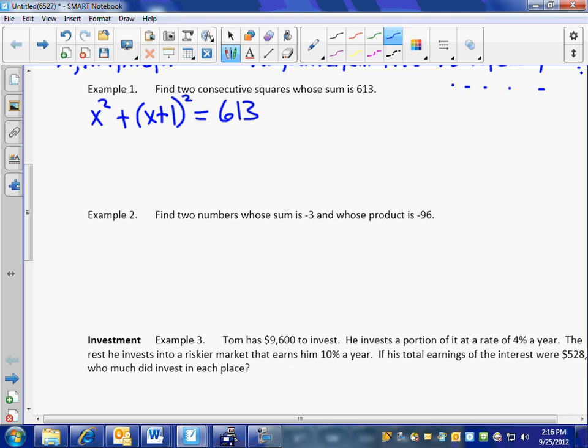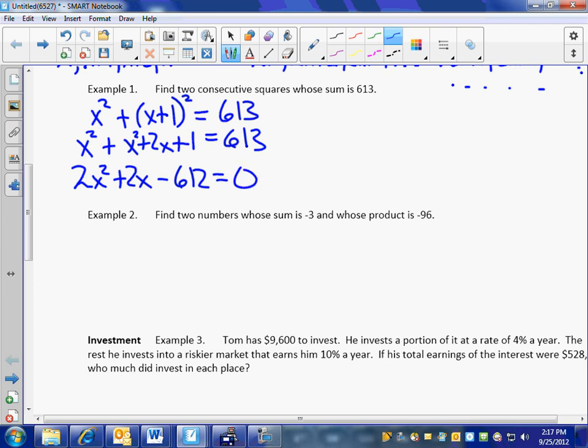How to solve, how to solve. What would you do? You masters of algebra, as I just graded your last test. FOIL, very good. X plus 1, quantity squared. X squared plus 2x plus 1, as I FOIL that out, equals 613. X squared plus x squared is 2x squared plus 2x. I'm going to subtract the 613 over because in order to solve a higher degree polynomial, we have to set it equal to 0. So I have minus 612 is equal to 0.